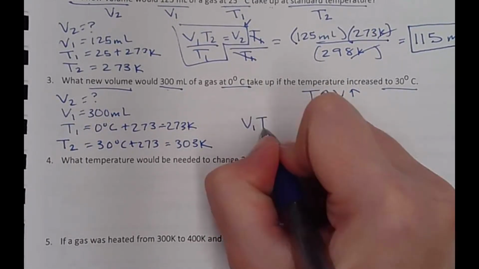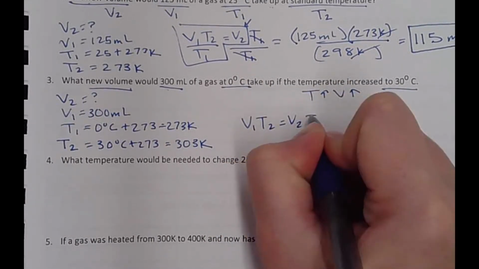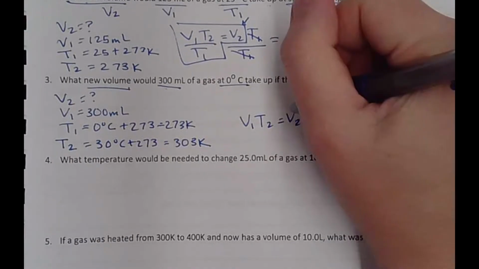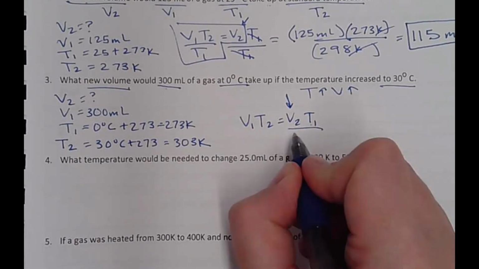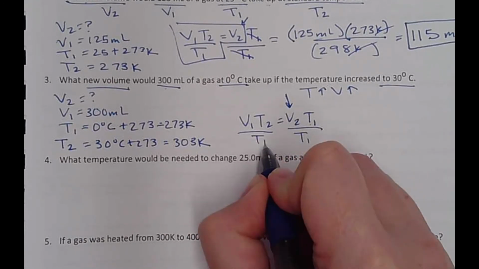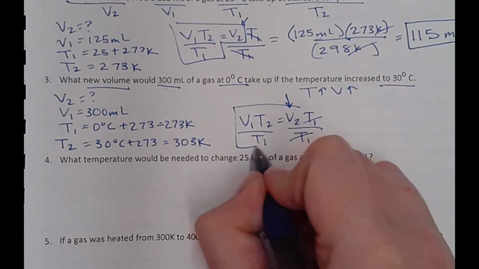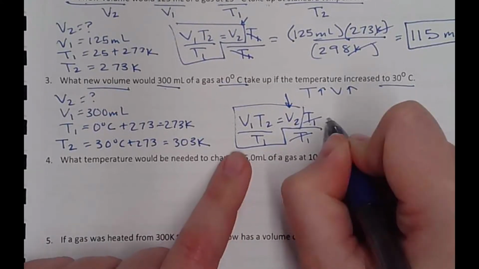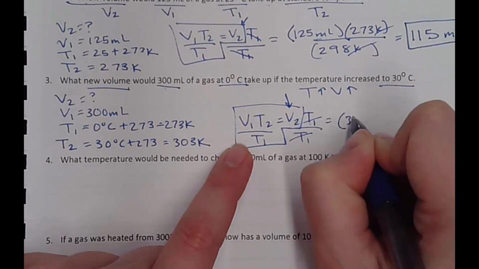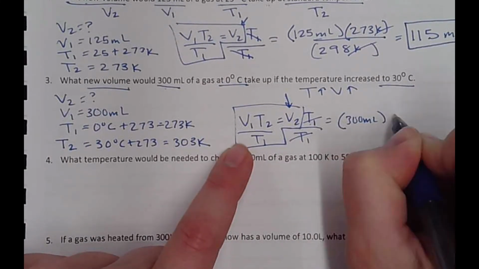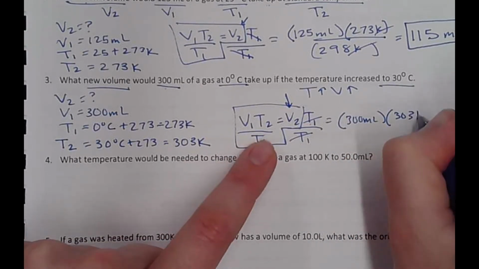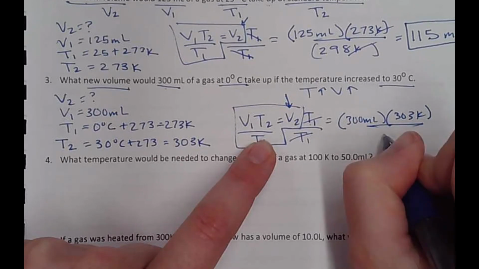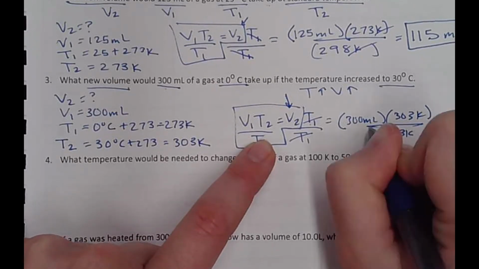V1 T2 equals V2 T1. I'm looking for volume 2. So to get T1 to the other side, I divide both sides by T1. So now I have volume 1 was 300. And I need it to go up. So it makes sense that my 303 Kelvin is on top over the 273 because that's greater than 1.